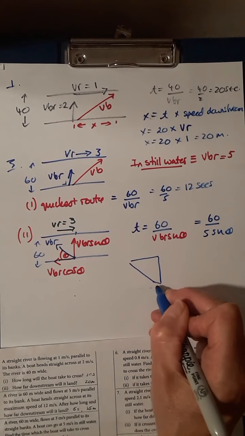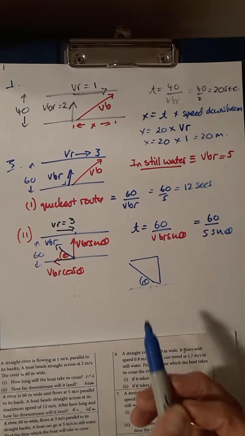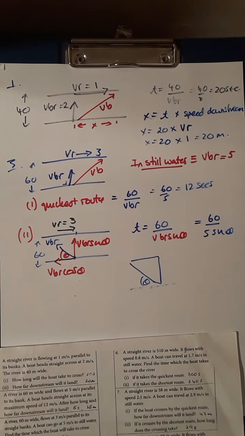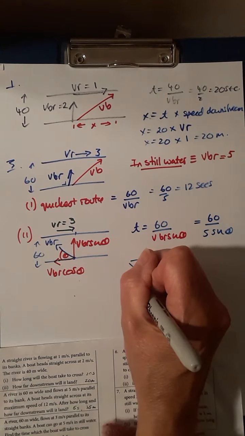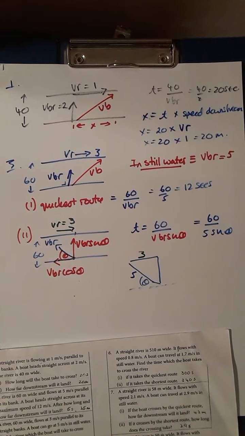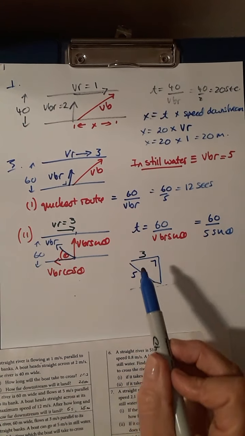Remember, this is the angle it makes to the river bank, that's theta. Okay, so this is the crossing triangle. This is the VBR, this is the VR. The VBR I know is 5, the VR is 3. The VBR sine theta I don't know yet. But I can see that this is a right angle triangle, of course.